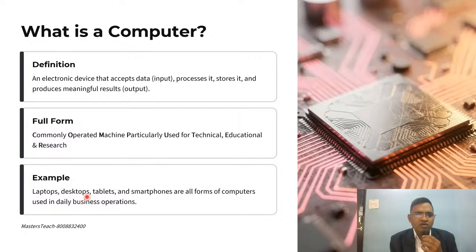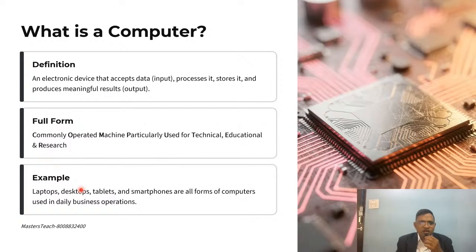The full form of computer: commonly operated machine, particularly used for technical and educational research. Getting my point? This is the thing I am saying. Here the full form is commonly operated machine, particularly used for technical and educational research. This is the full form of computer.